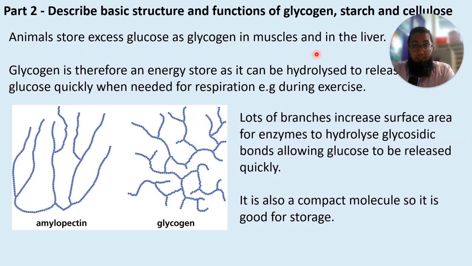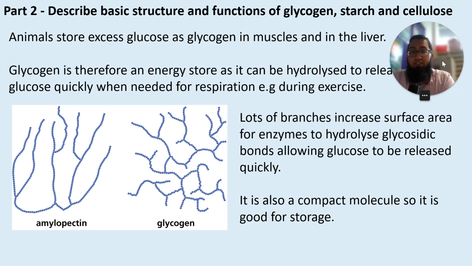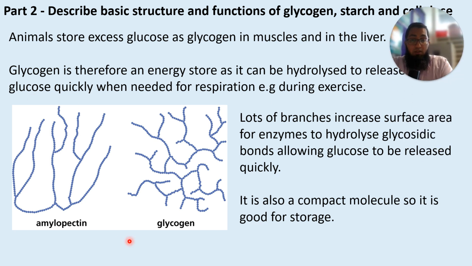Animals store excess glucose as glycogen, as we mentioned. So glycogen, again, the question arises, look at glycogen here. It's really, really branched. Fine, it's got more branches than amylopectin, but still branched. So these side ones over there are 1,6, and all of these ones are going to be 1,4. So the question arises, why does it have to be branched?